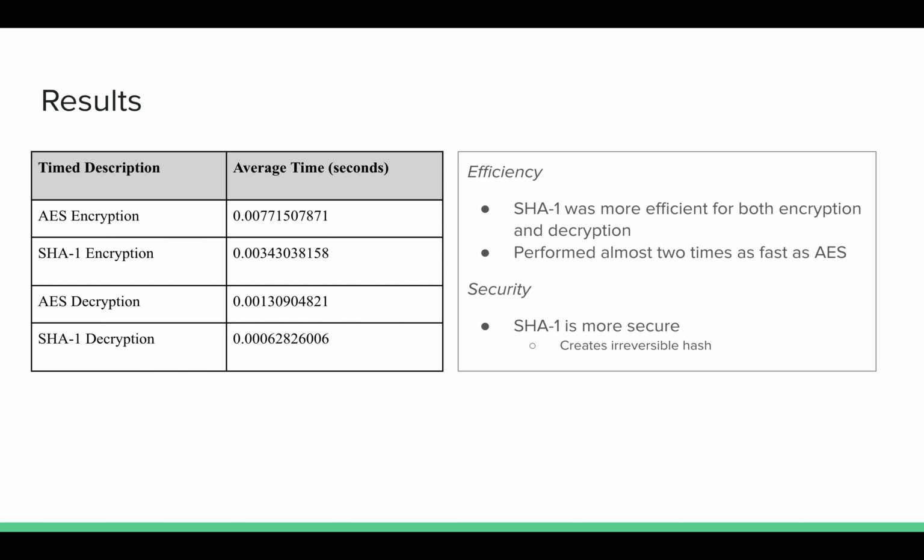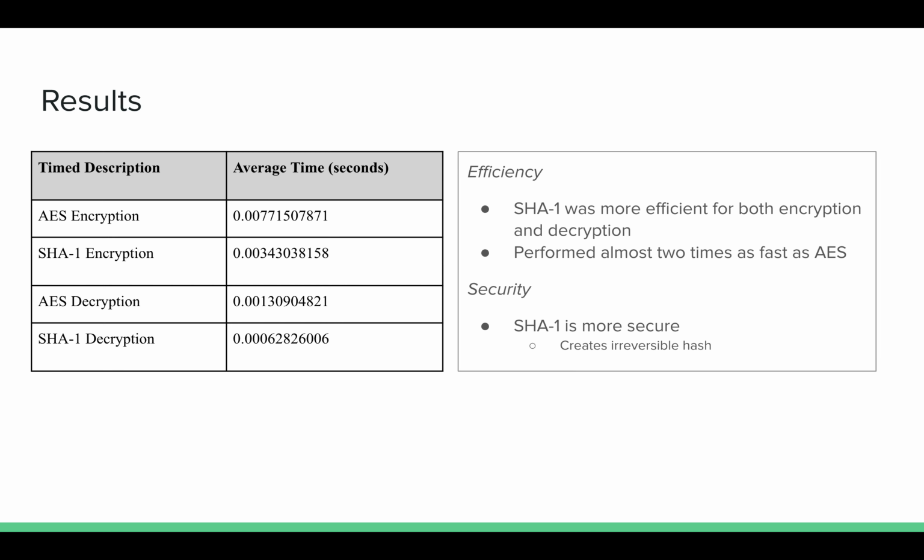Whereas when you take AES, there's a whole algorithm associated with it for encryption and decryption. So there is that way for an attacker to be able to go back to the original plain text. And that's what makes SHA-1 more secure over AES for this specific password encryption.